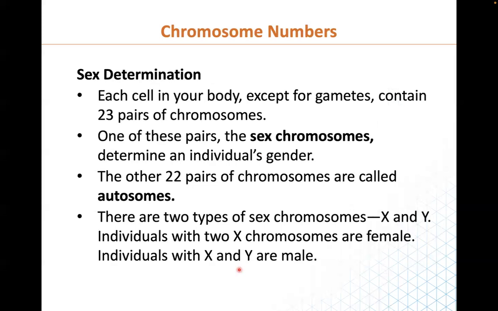Now, what determines the sex of an organism? Each cell in your body, except for the gametes, meaning the sex cells, contains 23 pairs of chromosomes, meaning 46. One of these pairs, the sex chromosomes, determines an individual's gender. The other 22 pairs of chromosomes are called autosomes, which determine the other body features which you have.